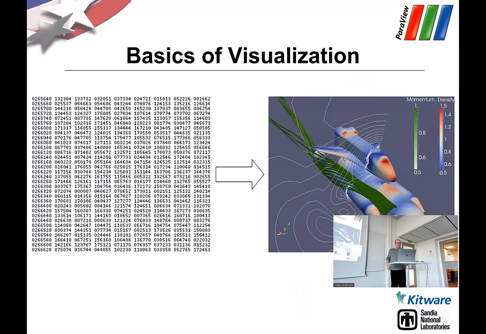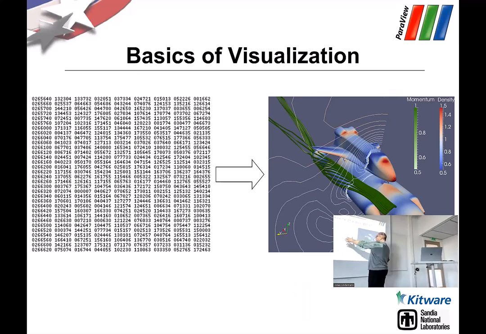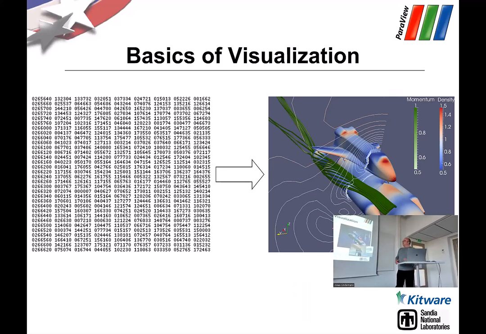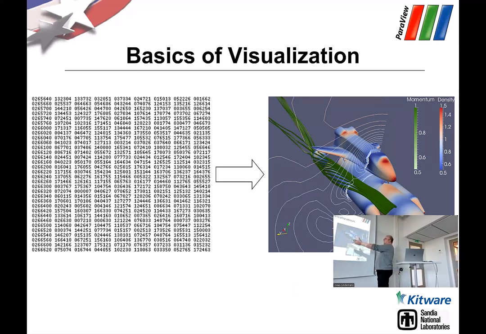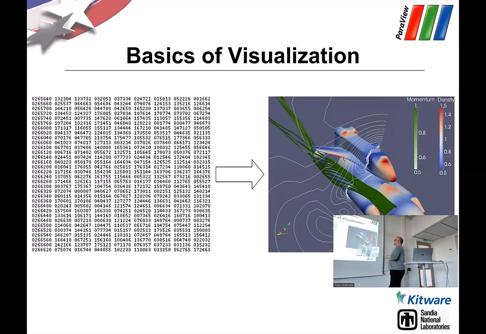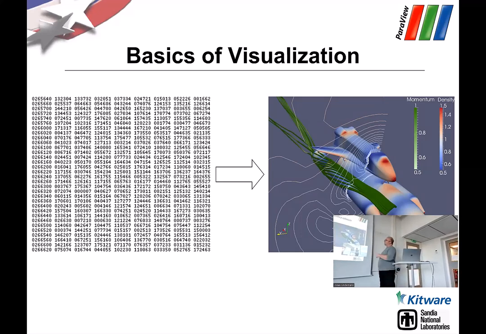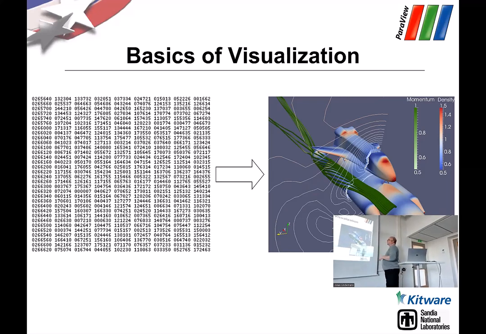So what is visualization? All of you have been doing these reports, printing out numbers from your simulations, and you have this kind of data set here, and you want to make sense of that data. Visualization is going from numbers to something that you can look at and analyze with your eyes. In this case here, it is a flow field around the space shuttle, and you can see where you have high pressures and low pressures.